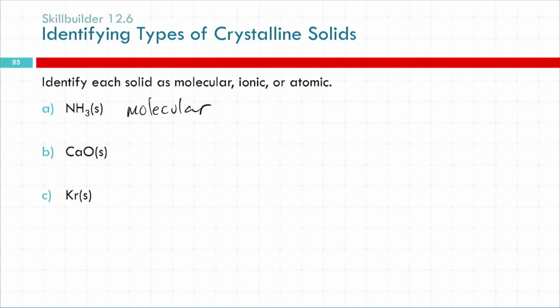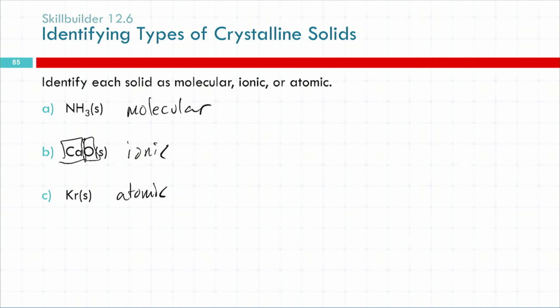And then for calcium oxide, we know calcium's a metal, bonded to a nonmetal, so that's ionic. We know it's not atomic because we have more than one element. And then krypton is atomic.